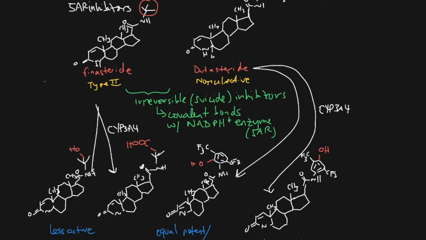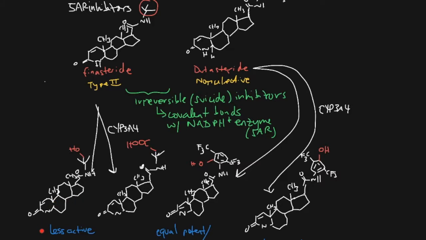So finasteride and dutasteride are metabolized both by the CYP3A4 enzyme into two products each. So finasteride, remember finasteride has the fin at the top. That's why I drew it over here. Finasteride is metabolized by CYP3A4 at the top of the fin. So either look for a hydroxyl at the top of the fin or a carboxylic acid at the top of the fin. So finasteride is metabolized into two products, one with either a hydroxyl group at the top of the fin or a carboxylic acid at the top of the fin.